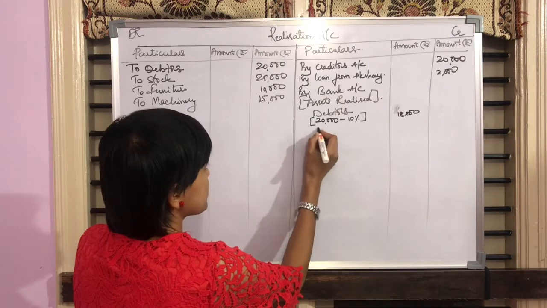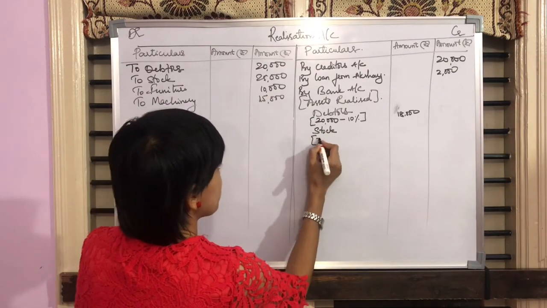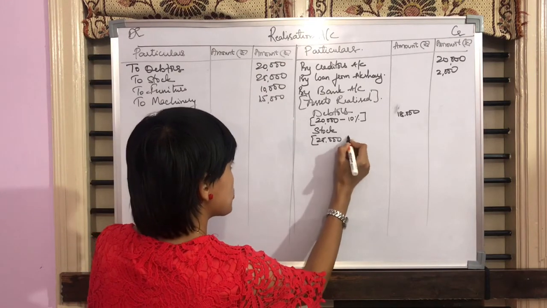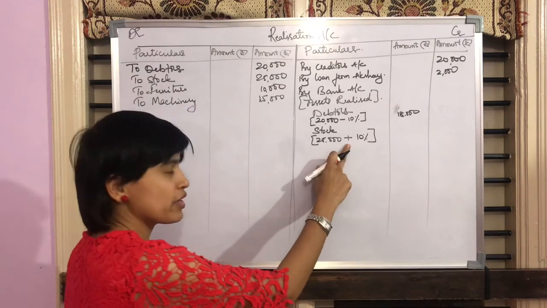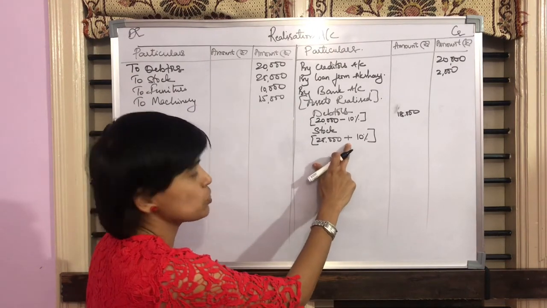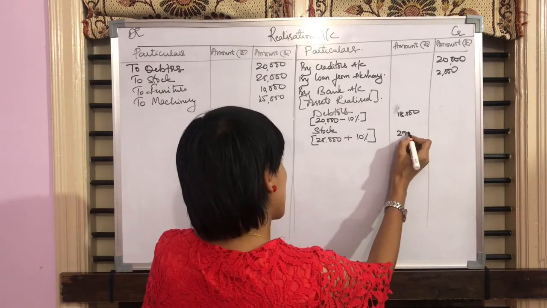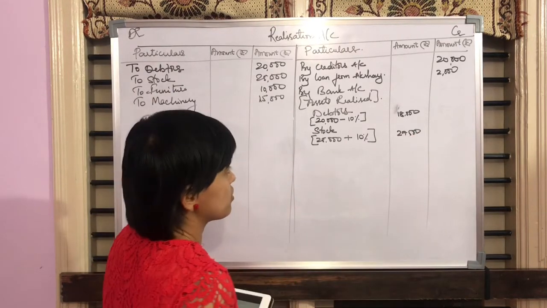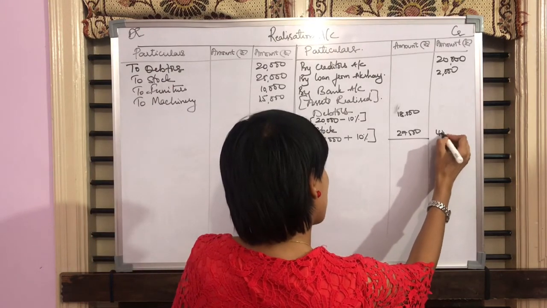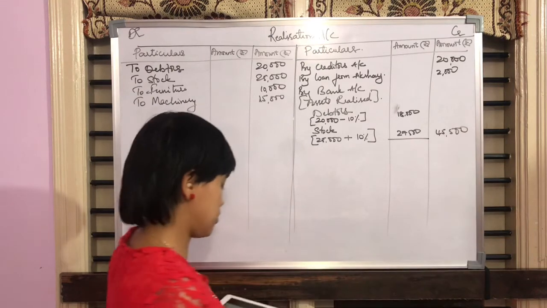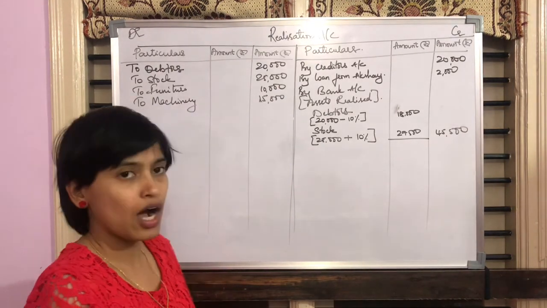The next asset is stock. Value is 25,000, which is 10% more. So what you need to do, whenever you have the word called more, use the plus symbol. So directly do it. You will get the amount as 27,500. So that's it with the assets. Do the totaling. You will get 45,500. The next adjustment is furniture is being taken over by Apu.